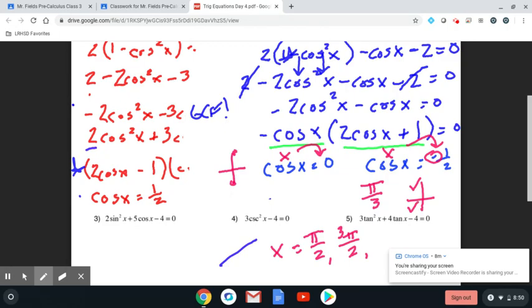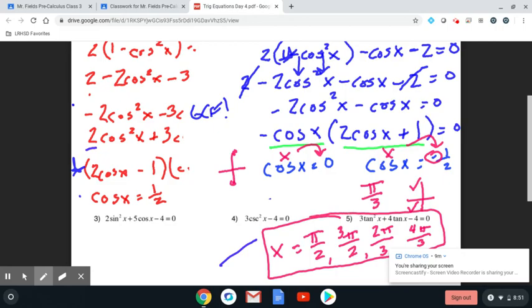So using that pi over 3, we would end up getting 2 pi over 3 in quadrant 2. And then also 4 pi over 3 would be in quadrant number 3. And this would be your 4 answers for number 2.